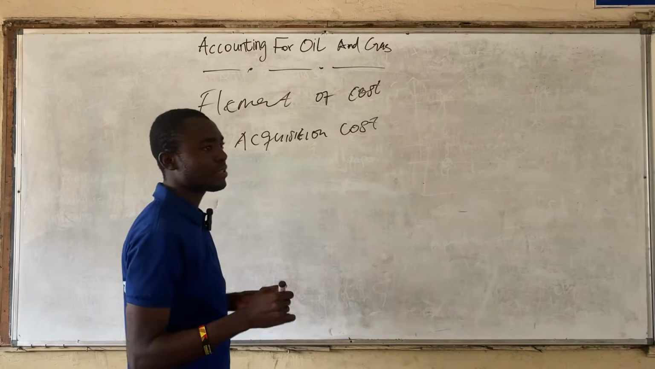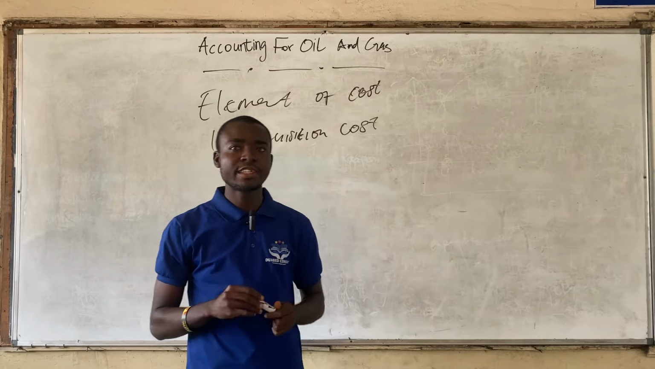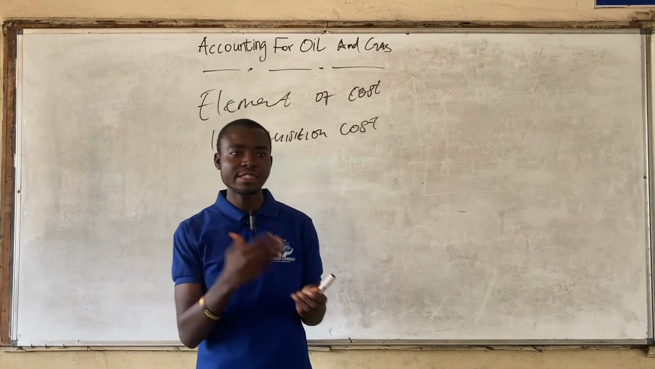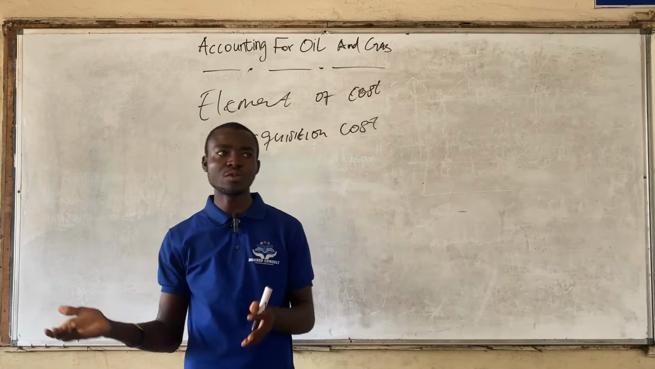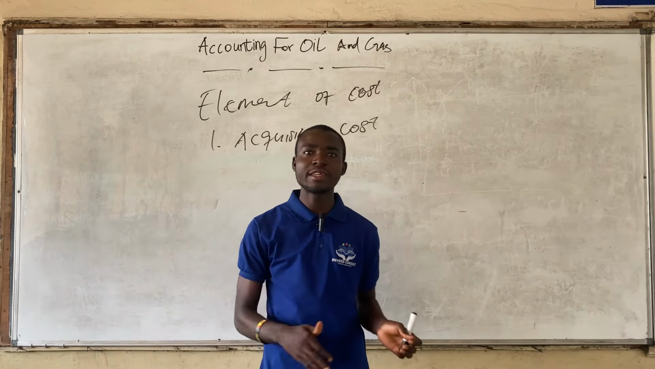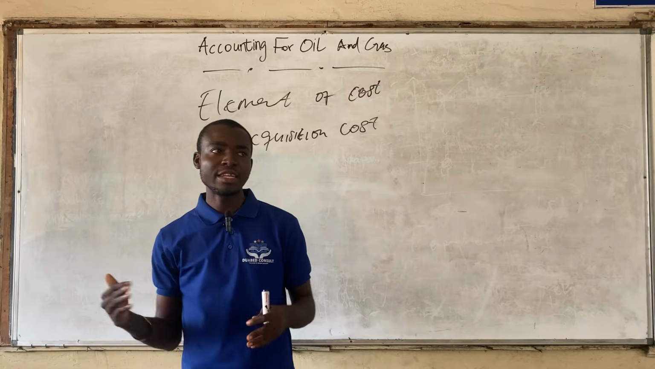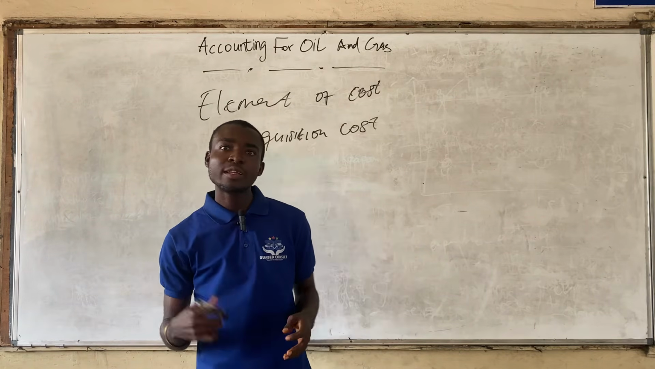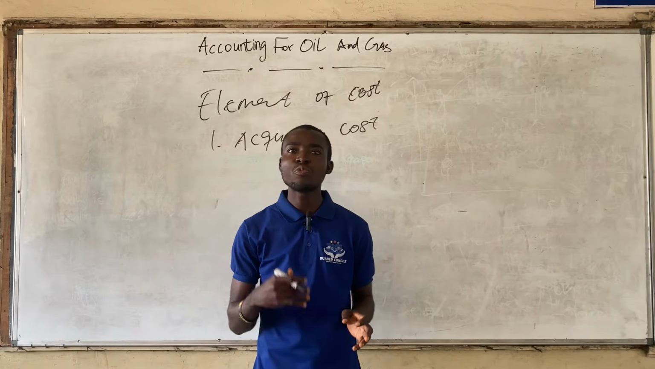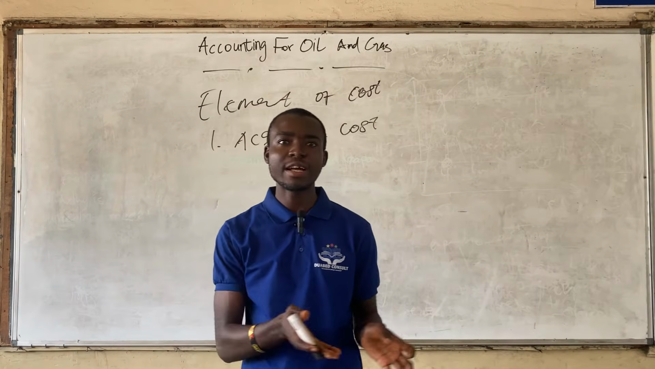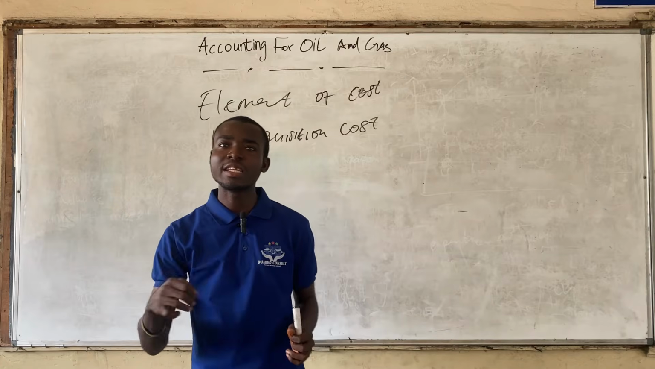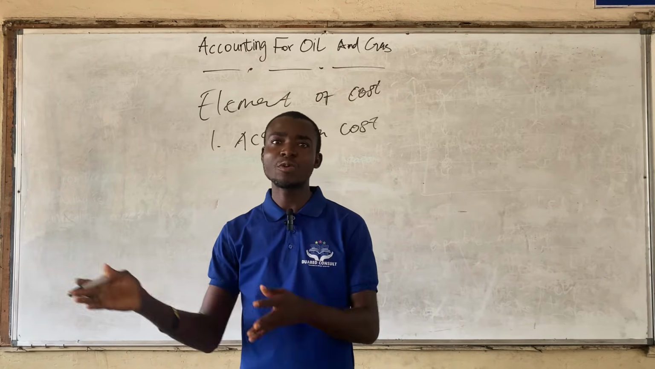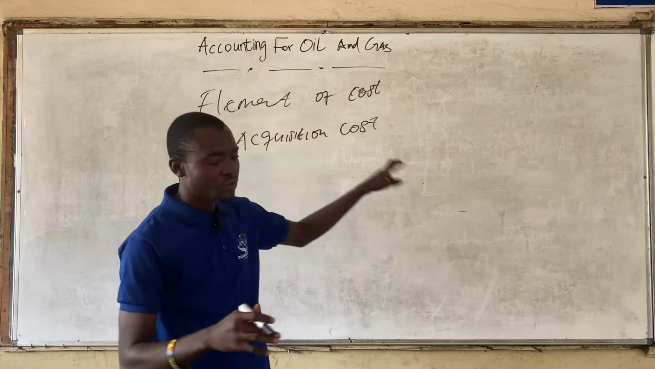So acquisition cost is the cost incurred in gaining the legal rights or the licensing for extraction of the hydrocarbons. So hydrocarbons is basically the crude oil and then the natural gas. So before an oil and gas company will be able to extract the oil and gas from the field, they must gain the legal right before they can do so. So the cost involved in acquiring the legal rights form part of the acquisition cost.